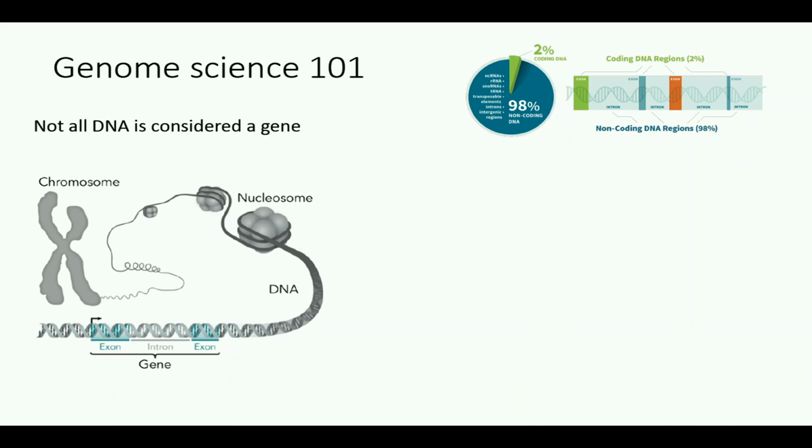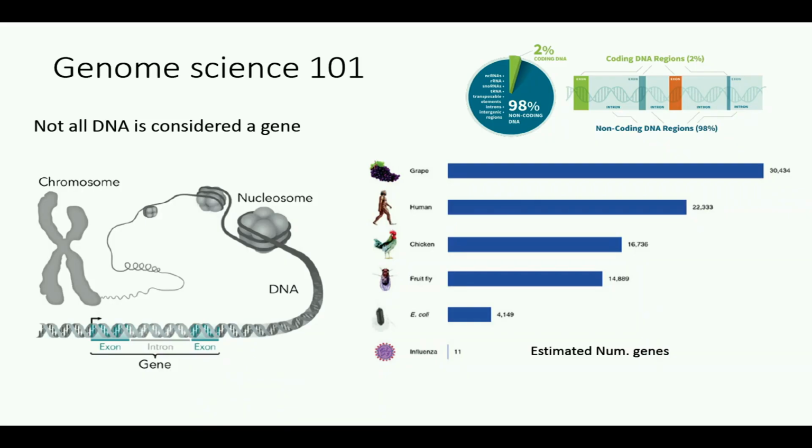Raise your hand if you think grapes have more genes than humans. Raise your hand if you think humans have more genes than grapes. Yeah, we're screwed. We actually have far fewer genes than grapes, right?